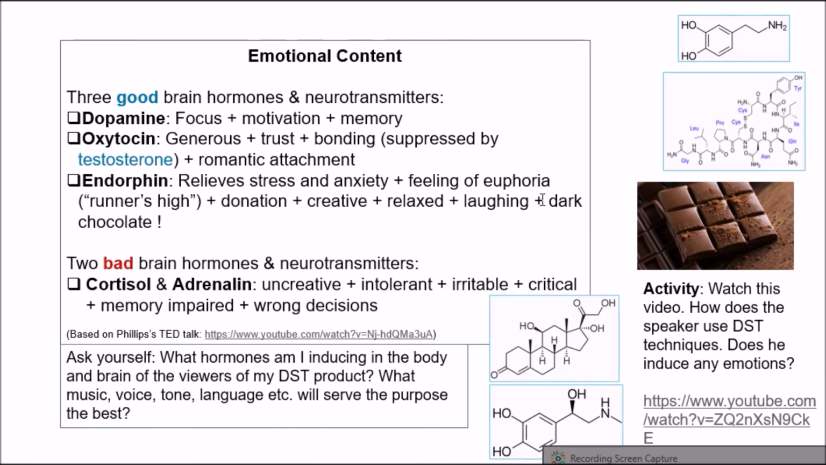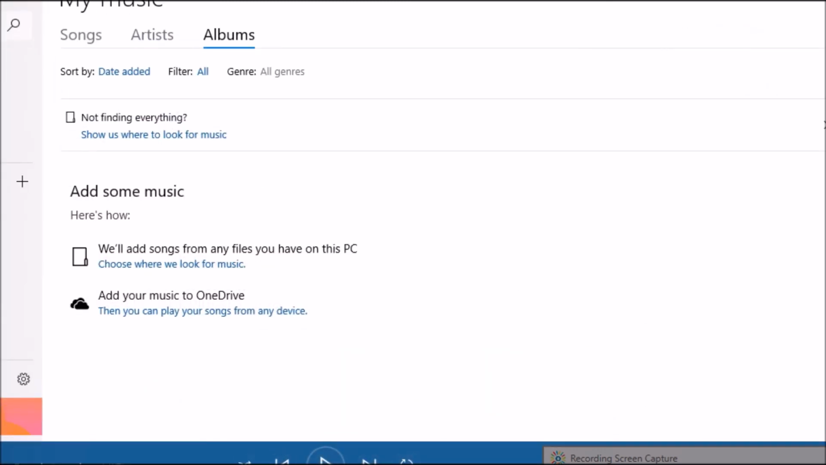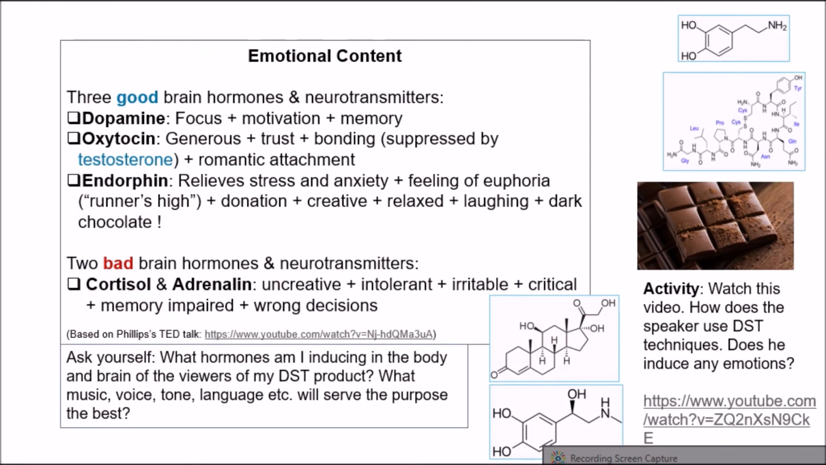Okay. Now the second one is oxytocin. Oxytocin is the hormone of generosity, which creates trust and bonding. It actually suppresses testosterone and is also suppressed by testosterone. But a healthy amount of oxytocin brings about romantic attachment. But I don't think that this music is quite romantic now. Right now it's quite mysterious.